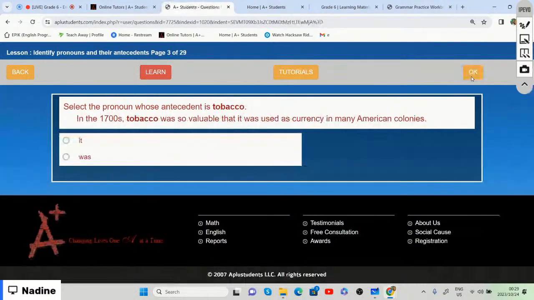We need to select the pronoun whose antecedent is tobacco. In the 1700s, tobacco was so valuable that it was used as currency in many American colonies. So we need to select the pronoun whose antecedent is tobacco. Is it or was?